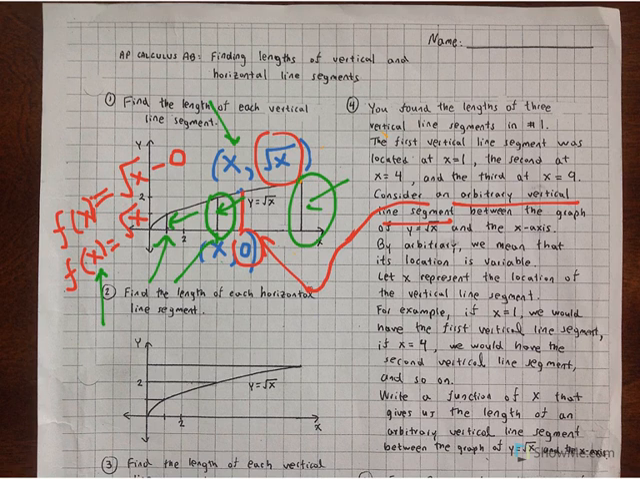So now that it's a function of x, I could have a vertical line segment anywhere between the graph of y is equal to square root of x and the x-axis, and I'd be able to find its length.